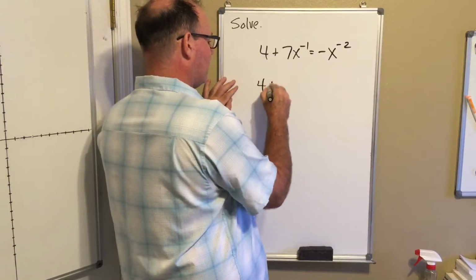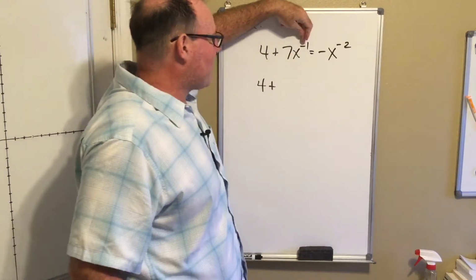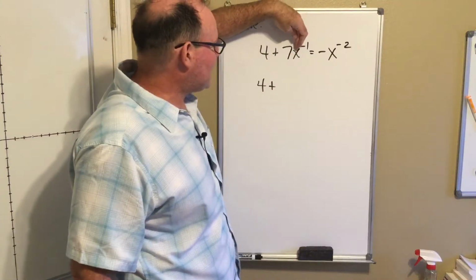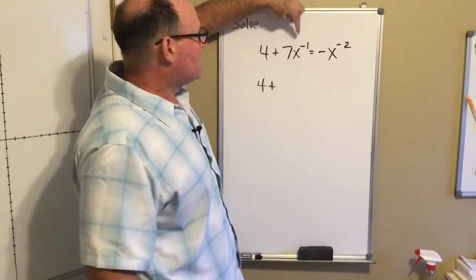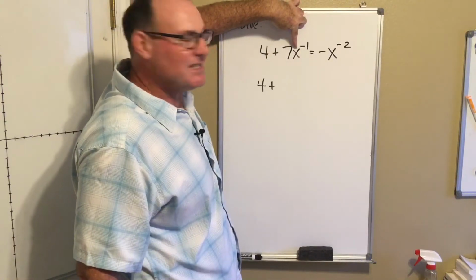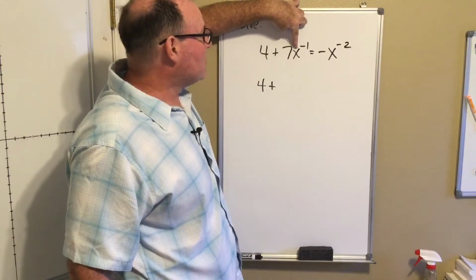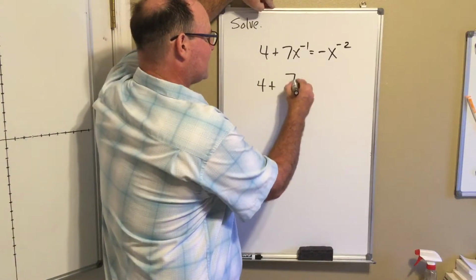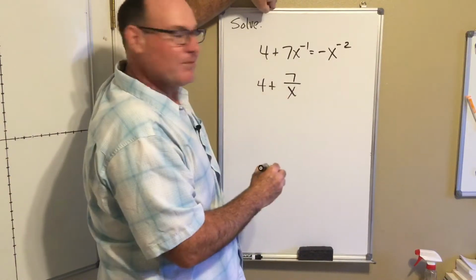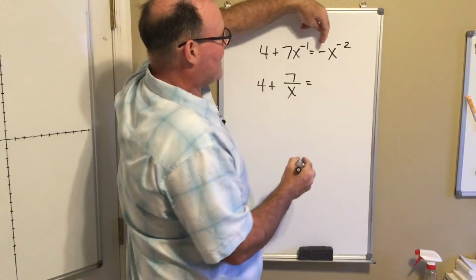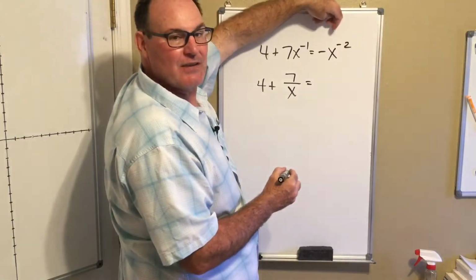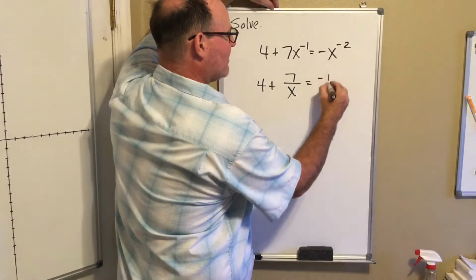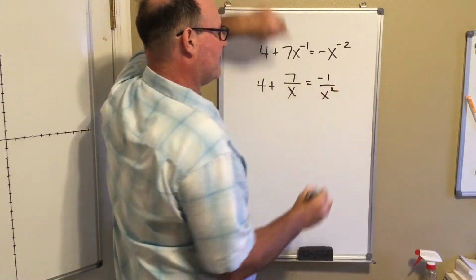We've got 4 plus. Now notice this -1 power is applied directly to the x, not to the whole thing. So what this says is the base is in the wrong place. I need to move that x because it has a -1 power. So my second term is going to be 7 over x. And then equals, again, I have negative x to the -2. So that is going to be a -1 in the top and x squared in the bottom.